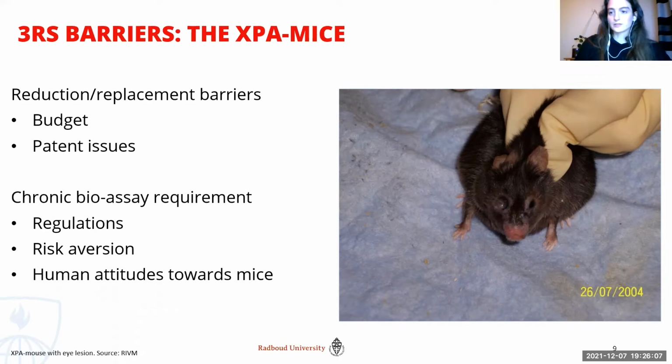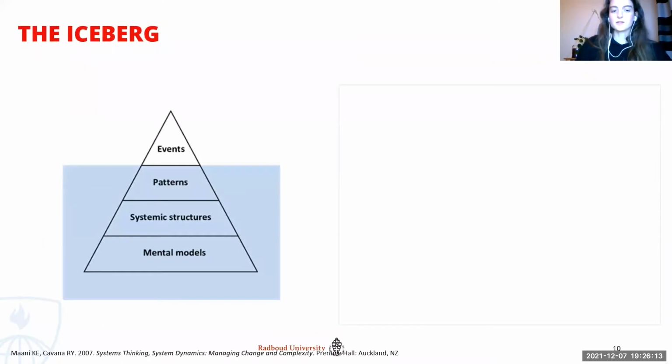So you see quite similar barriers actually in both cases. And then now I would like to introduce you to the Iceberg. The Iceberg is developed by Mani and Kavana, and it comes from systems thinking and systems dynamics, and it can help you think about complex transitions.